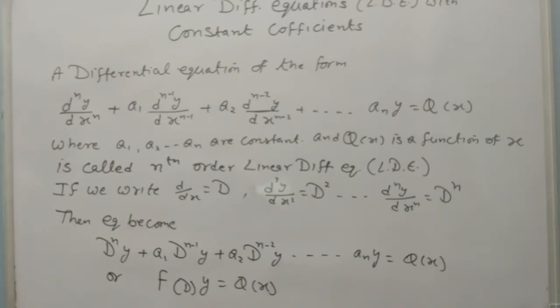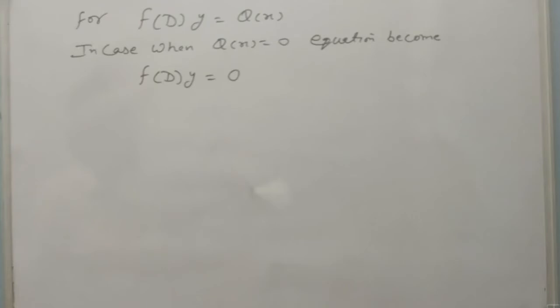Now we will discuss how to solve it. For solving this type of linear differential equation, we have to find two types of solution. First of all, the complementary function. In that case, this Q(x) will become 0. When Q(x) is 0, we have to find the complementary function. If there is a function Q(x) there, then we will find the complementary function as well as the particular integral. Let us discuss this.